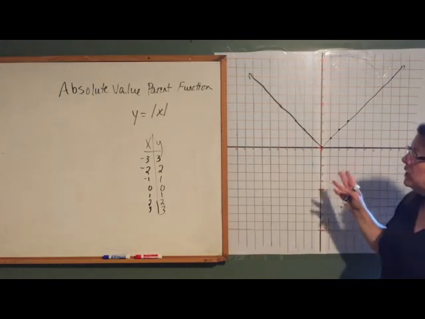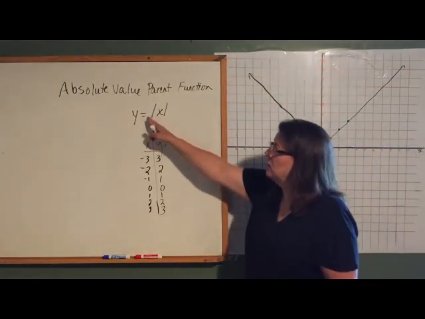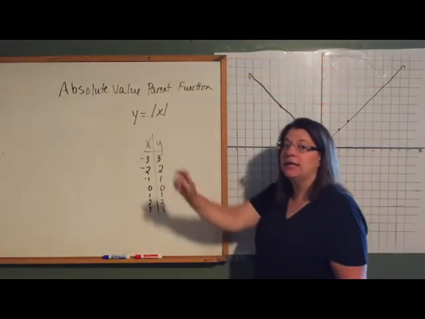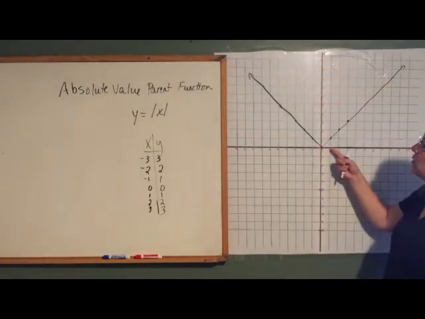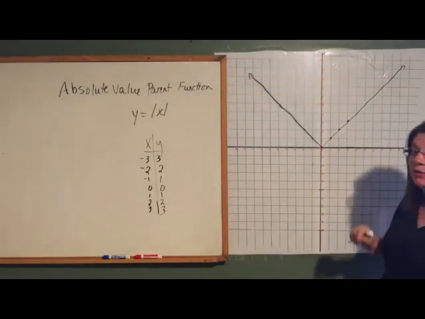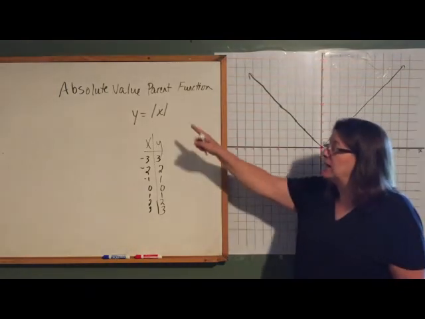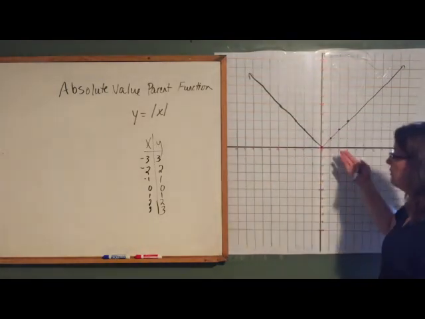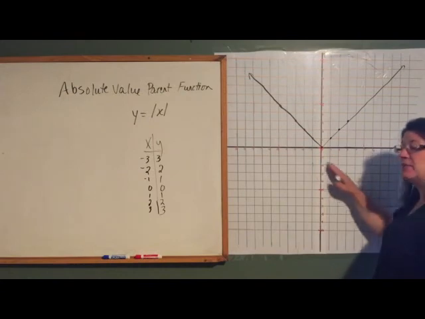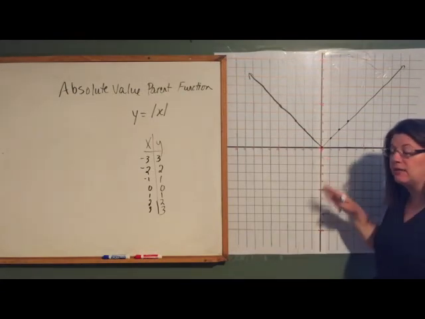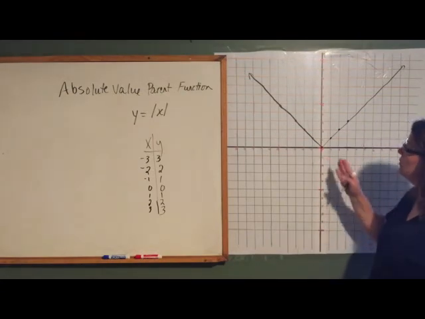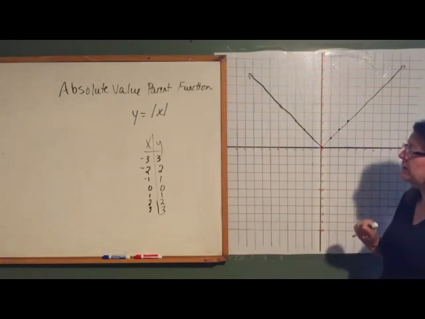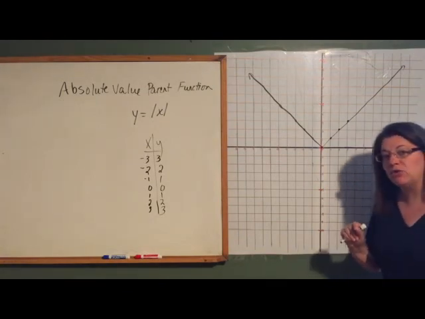Looking at this, we know that a here was +1. That a value is going to be the slope of your right-hand side of your parabola. Now, if that were a -1, then it flips it and the right-hand side becomes negative on the bottom. Okay, so we'll talk about negatives. But this right here is your parent function of the absolute value graph.